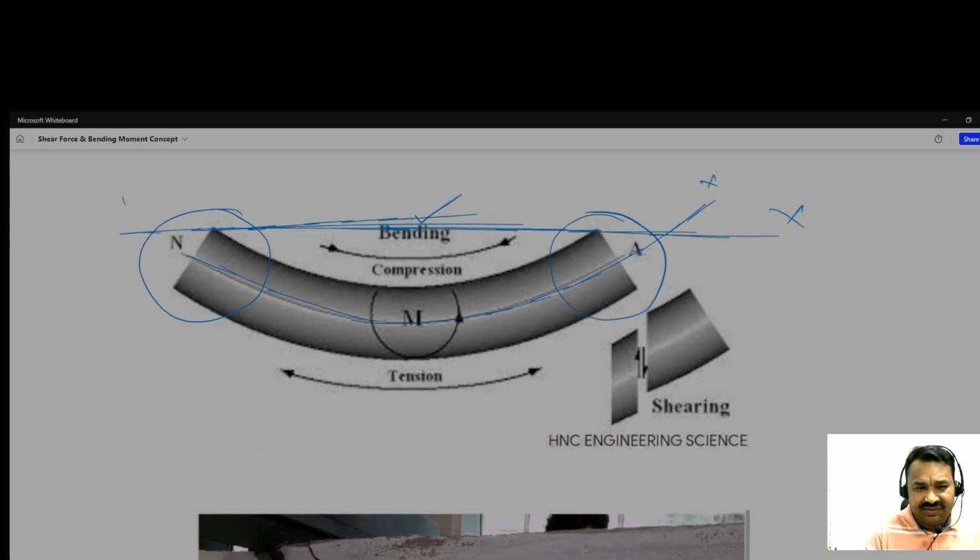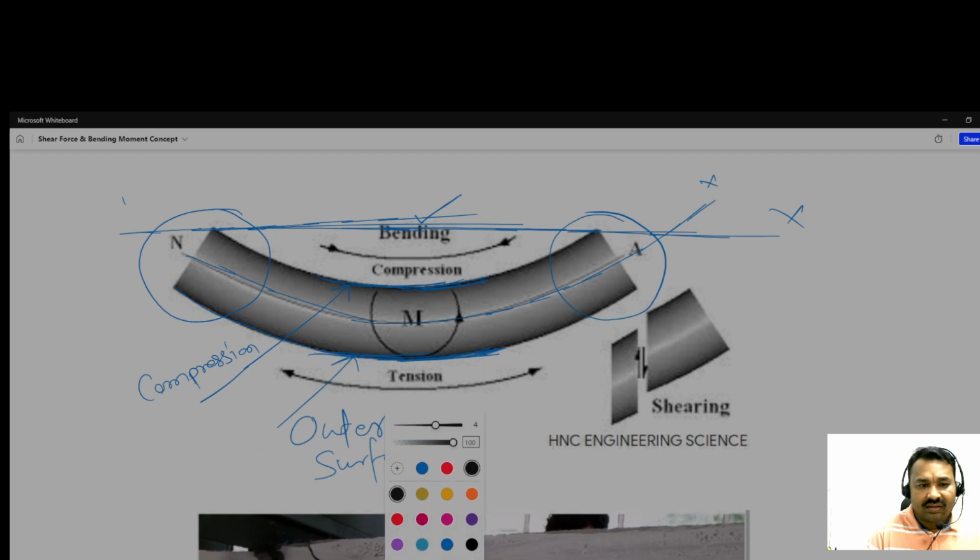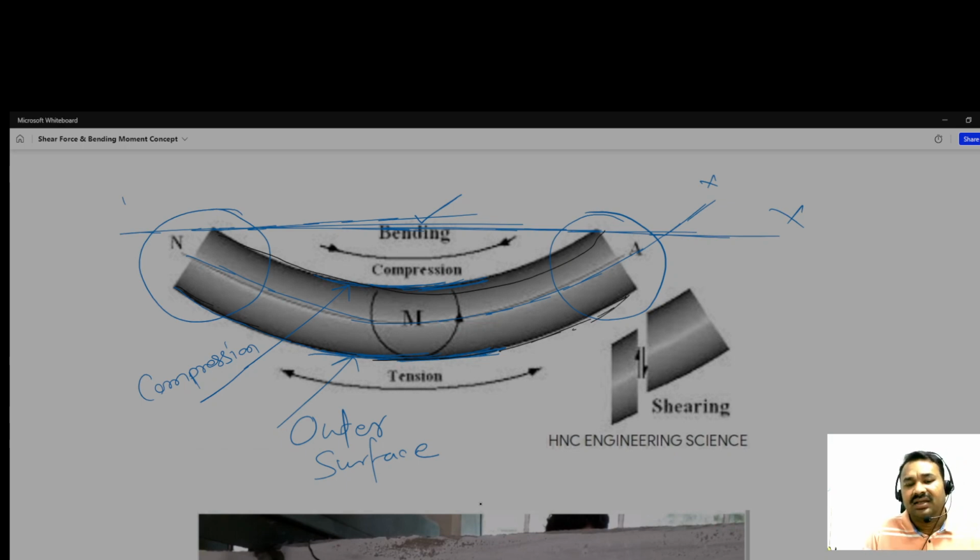If you see the surface here, this one, and this is the outer surface. The outer surface here comes in tension, but the inner surface here is in compression. Because of this you can see the extension. If you compare this surface with this, the length of the curve, the outer surface has more length. So more length happens because of tension, because of extension, it got extended.